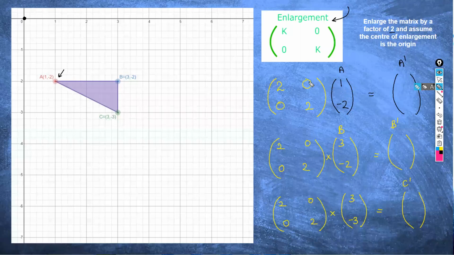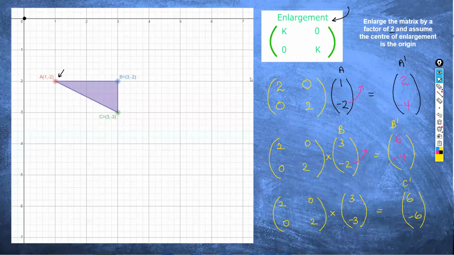So if you were to use the matrix method, and the minus 2 swings up to the top, and you do a little calculation, you would get 2, minus 4. For this one, if the minus 2 was to swing up to the top, you would get 6, minus 4. And for C dash, you would get 6, minus 6. How many of you had all of these correct? 2 minus 4, 6 minus 4, 6 minus 6.